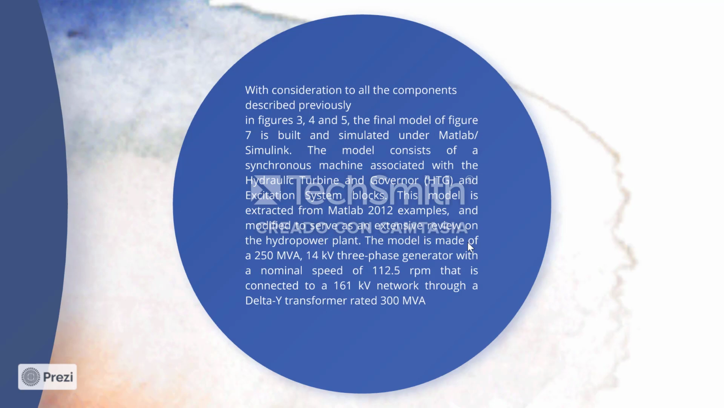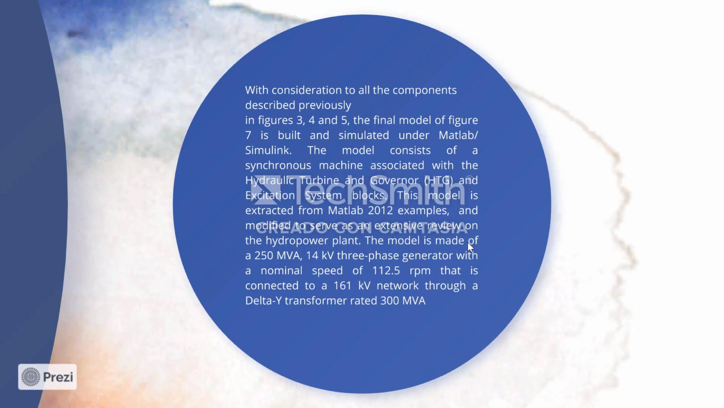The final model of figure 7 is built and simulated under MATLAB Simulink. The model consists of a synchronous machine associated with the hydraulic turbine and governor (HTG) and excitation system block. The model is extracted from MATLAB 2012 examples and modified to serve as an extensive review on the hydropower plant.